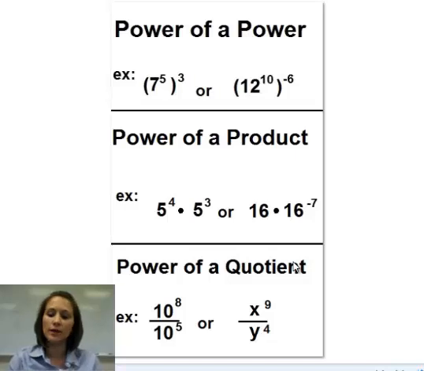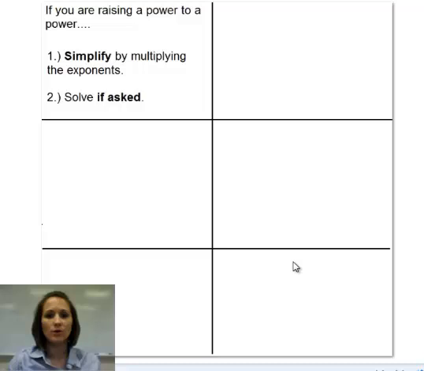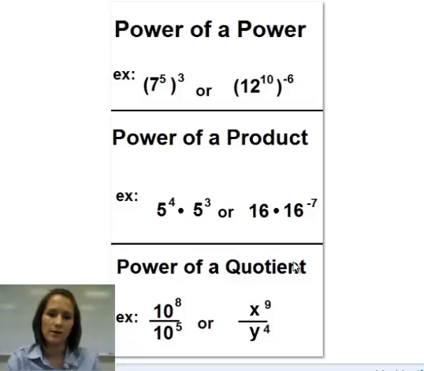Okay, so these are the 3 properties of exponents that we're going to go into. Open up your foldable and we'll start on the upper left hand side. Go ahead and hit pause and copy this down and then we'll go into it. Okay, so you should have written, if you are raising a power to a power, simplify by multiplying the exponents. Solve if asked. So just make sure you remember the examples that are on the front of your booklet.